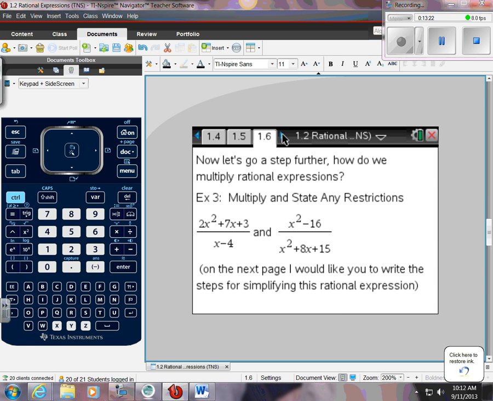Okay, so let's go a little bit further. We're going to do multiplication now. The nice thing about this is it's basically the same exact thing, except we add one extra step on the end. When we're multiplying rational expressions, your first step is going to be to factor everything you possibly can. Second step is to cancel everything out that you can. Then third step is to multiply.